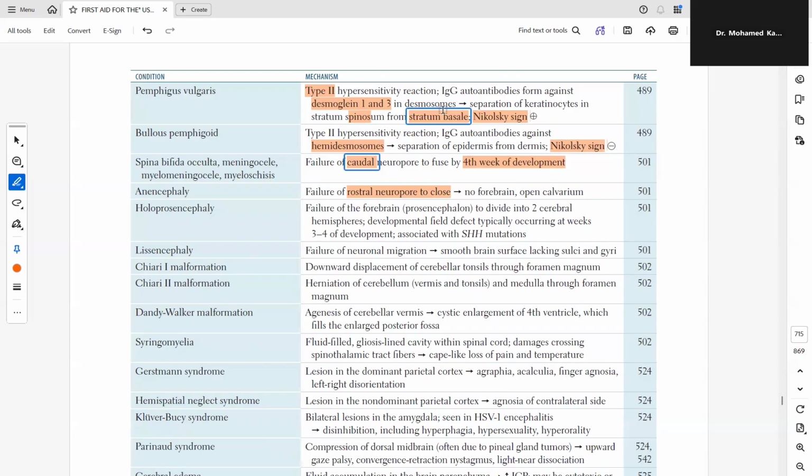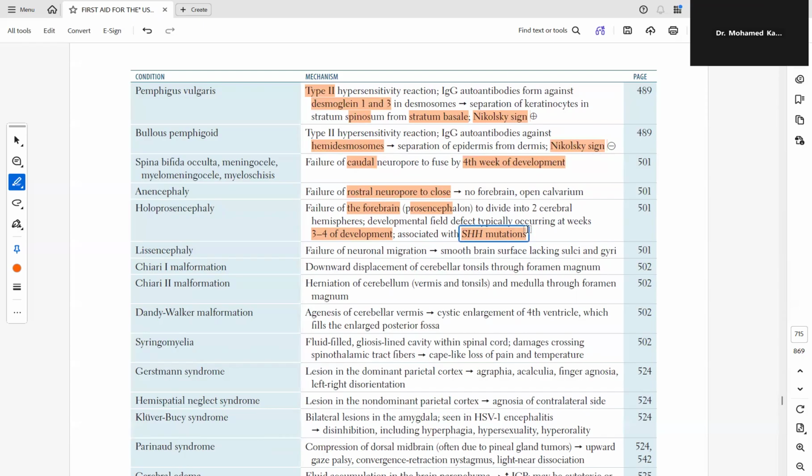Anencephaly is failure of rostral neuropore to close. No forebrain and open calvaria. Holoprosencephaly, failure of the forebrain, prosencephalon, to divide into two cerebral hemispheres. We have right and left cerebral hemispheres, but now there's failure of this to happen, to divide. Developmental field defect typically occurring at weeks 3 to 4 of development, associated with SHH mutation.